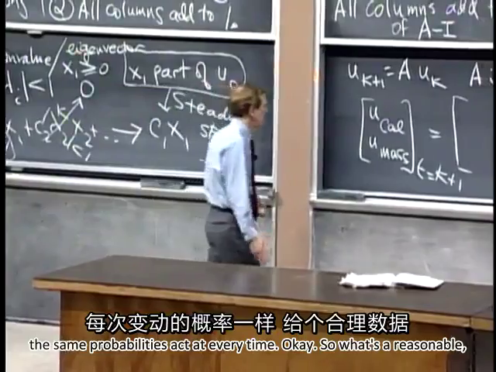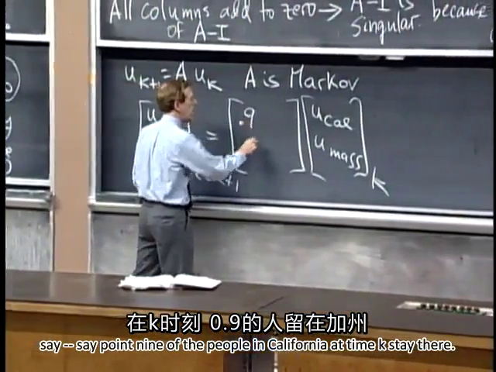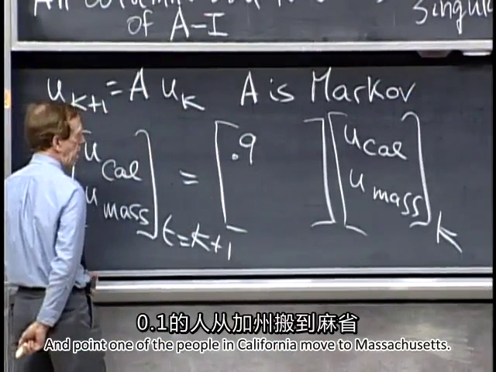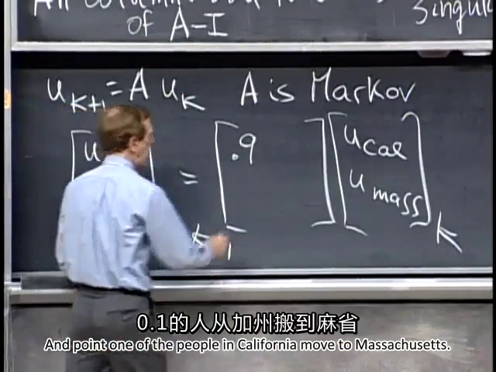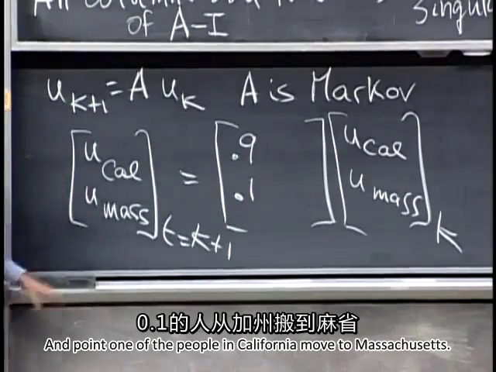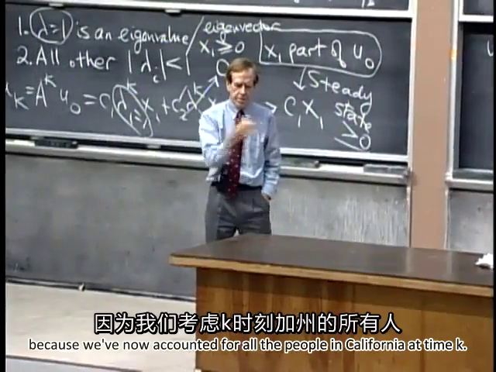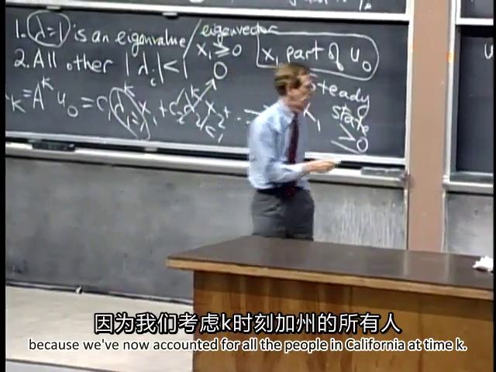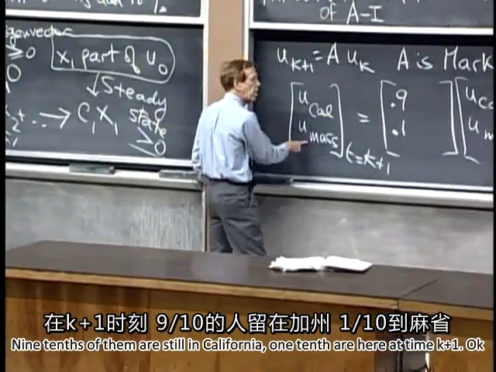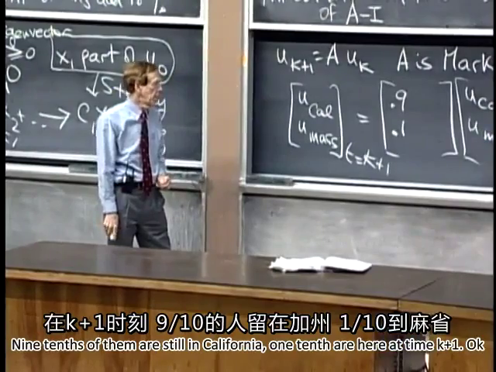OK, so what's a reasonable matrix? Say 0.9 of the people in California at time k stay there. And 0.1 of the people in California move to Massachusetts. Notice why that column added to 1. Because we've now accounted for all the people in California at time k. 9/10 of them are still in California. 1/10 are here at time k plus 1.